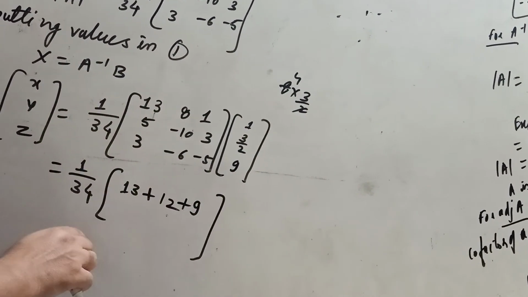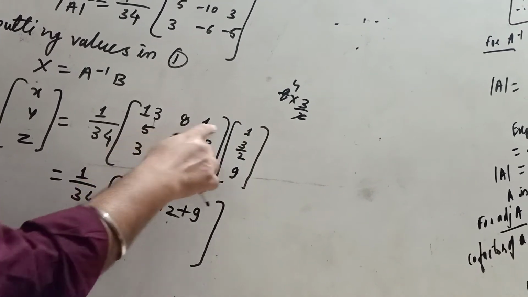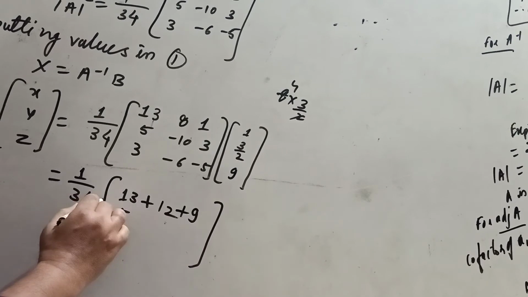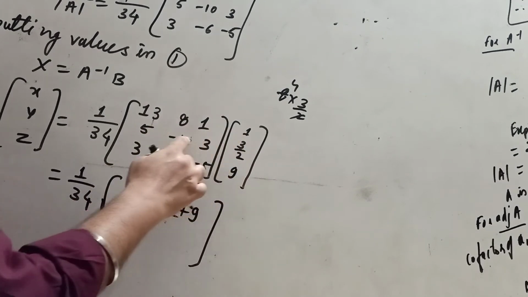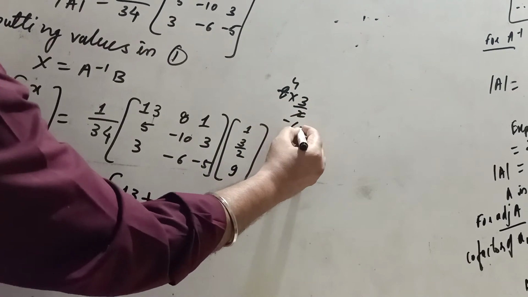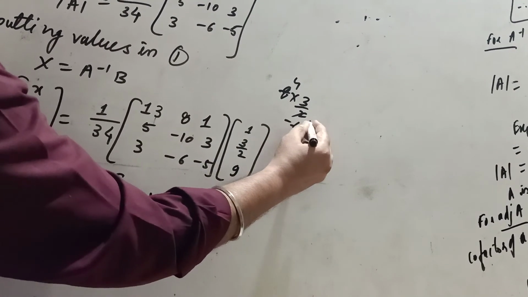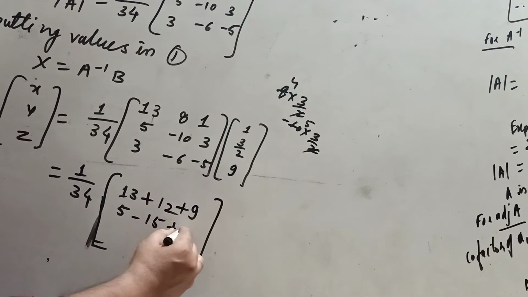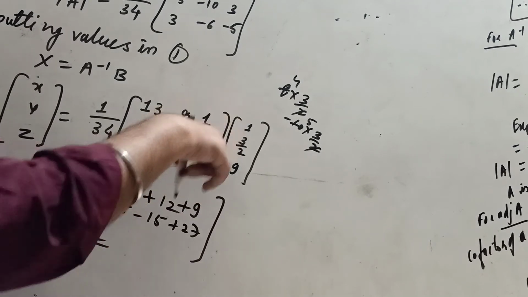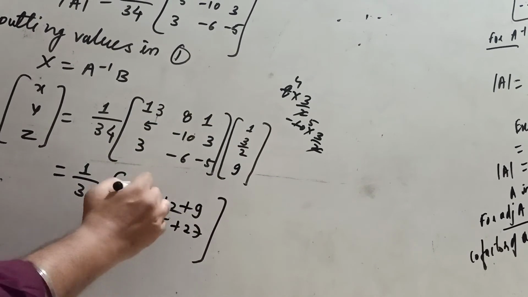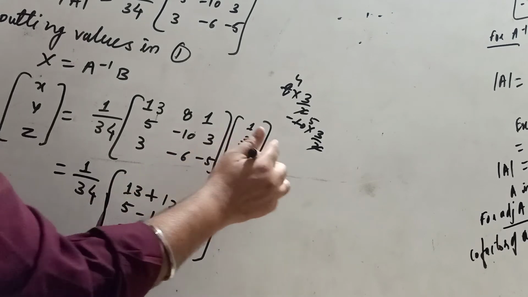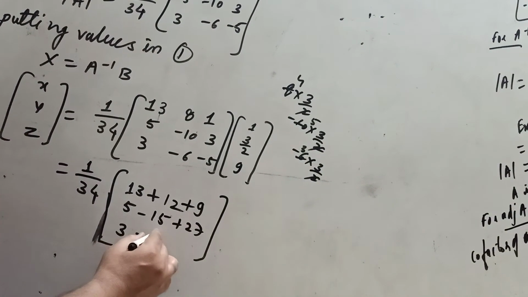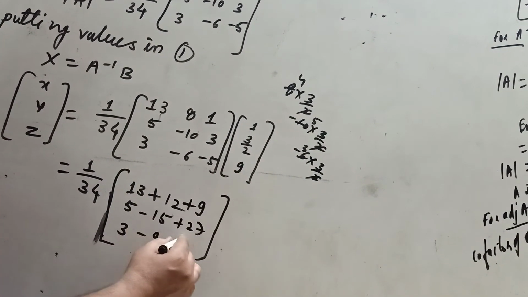We are going down, taking the second row and this column. 5 into 1, 5. Minus 10 into 3 by 2, this becomes minus 15. Now 3 into 9, 27. Thereafter third row and this column. 3 ones are 3. Now minus 6 into 3 by 2, this is minus 9. And minus 5 into 9, minus 45.